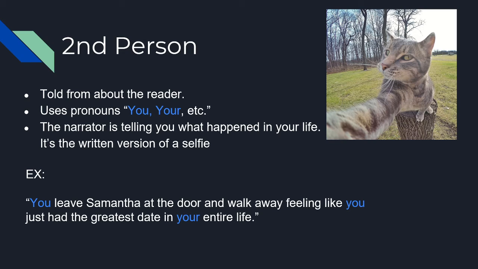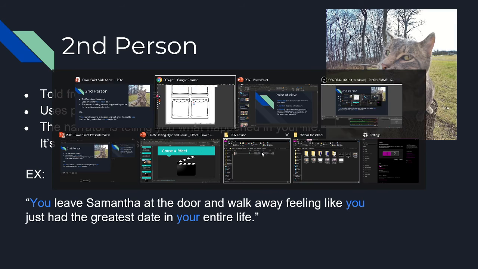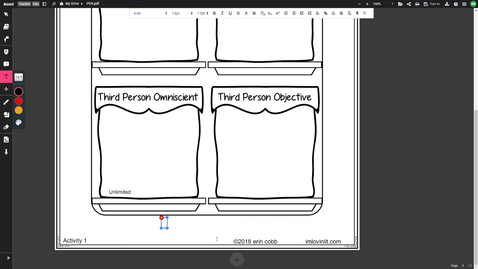So here's Kevin's story, but written in second person. Now it's about you. You leave Samantha at the door and walk away feeling like you had the greatest date in your life. Again, we only get the one side of the story. We're no longer into the unlimited territory where we get to see that Samantha wasn't a fan of the date. Okay, so if you would like to, you can copy that down, kind of down here at the bottom, maybe second person, and then put the example if you would like, but that is, of course, optional.